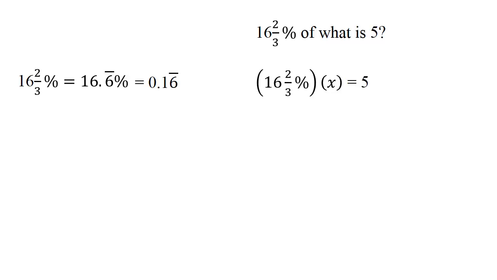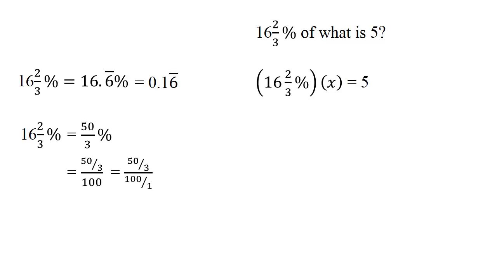So instead of turning this into a decimal, what I'm going to do is turn this 16 2/3% into a fraction. So the first thing I'm going to do is make this mixed number an improper fraction. So 50/3%. Now notice it's still a percent. I haven't turned it to a fraction yet. So I'm going to remind myself that percent means per 100, or out of 100, or divided by 100. So this is 50 divided by 3, all of that divided by 100, or in other words, 50 divided by 3 divided by 100 divided by 1. That's the same as 100.